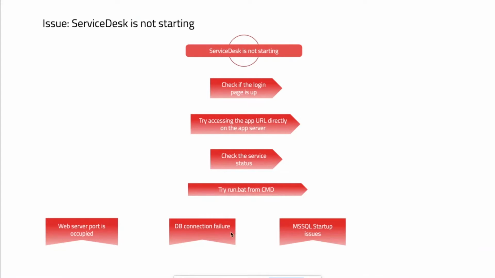The second one is database connection failure, meaning a physical failure. If there is a firewall restriction between Service Desk and the database, then you would often see this. You'll probably have to telnet the database port from the Service Desk server. If that goes well, fine. Otherwise, you'll have to create an exception in the firewall on the database server to see if that makes any sense. All right. Let's see if it started.